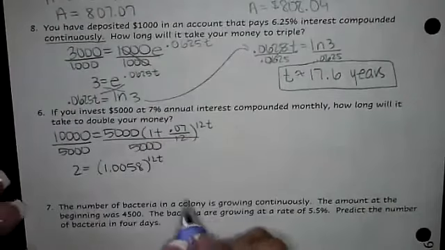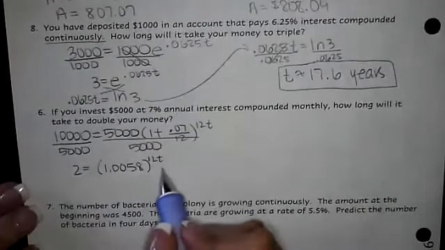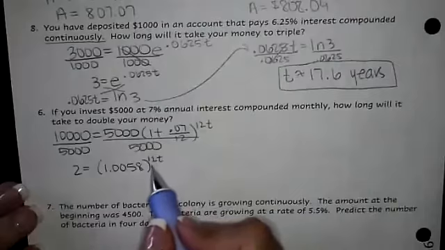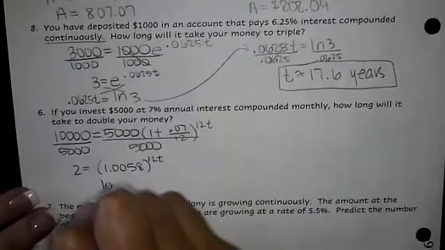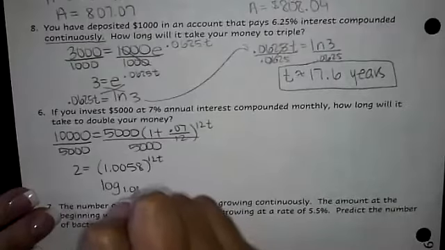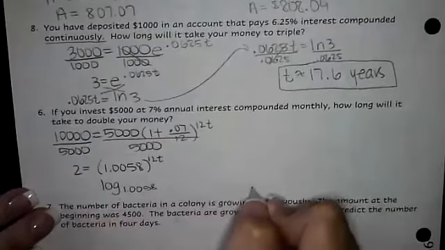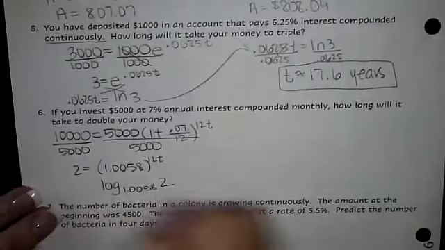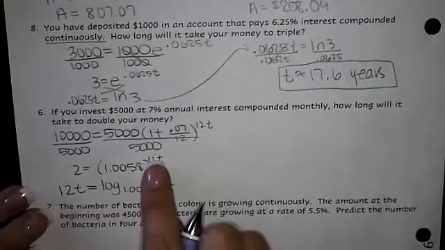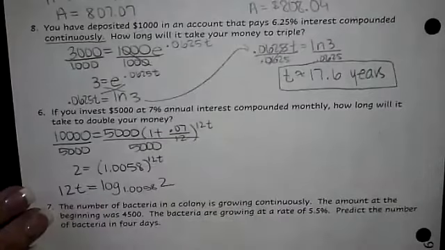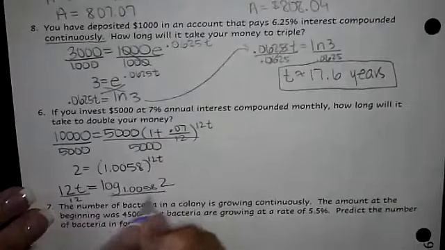Now, it's time to change that to a log. The only way you can get this out of the exponent is to use that definition to change it to a log. So we get a log with a base of 1.0058. 2 is equal to 12t. So I have freed this out of the exponent by changing it to a log. My last step would be to divide by 12.